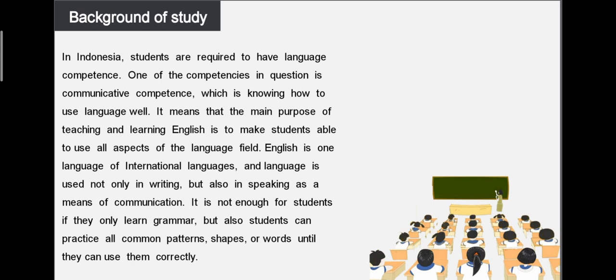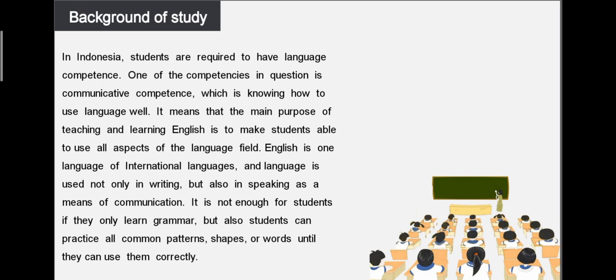Background of the study. In Indonesia, students are required to have language competence. One of the competencies in question is communicative competence, which is knowing how to use language well. It means that the main purpose of teaching and learning English is to make students able to use all aspects of the language field. English is an international language, and language is used not only in writing but also in speaking as a means of communication. It's not enough for students to only learn grammar; students must also practice all common patterns, shapes, or words until they can use them correctly.